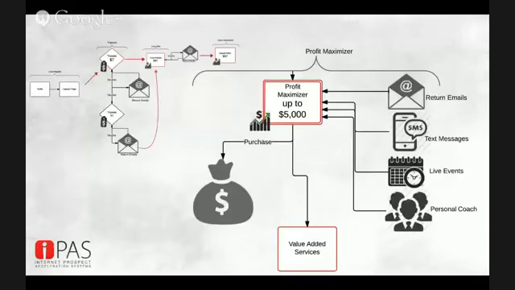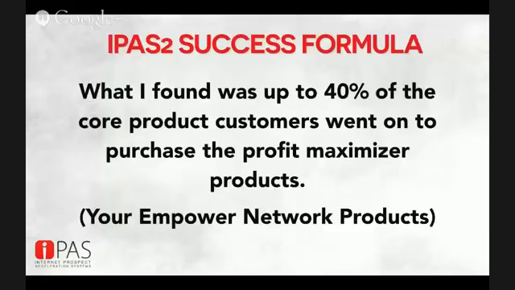What I found was up to 40% of the core product customers went on to purchase the Profit Maximizer products, which is your Empower Network product suite, which I'll show you. 40%, okay, up to 40%. Obviously, with using a coach, it can be higher because you add that personal touch. It's the same reason why every major company has sales reps, okay? We have coaches that help them see the value in your product for you.